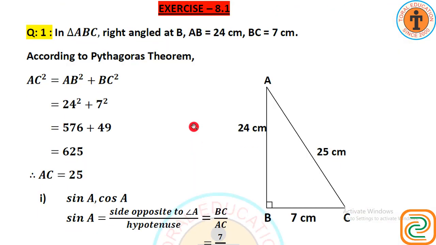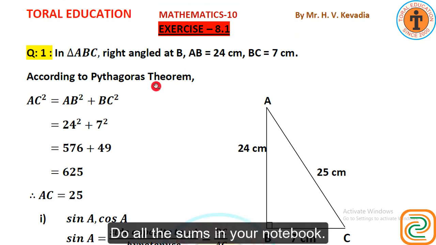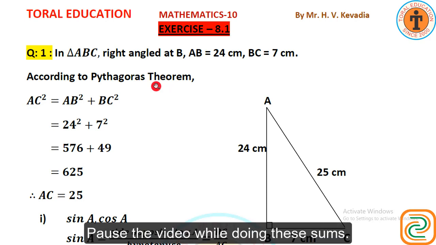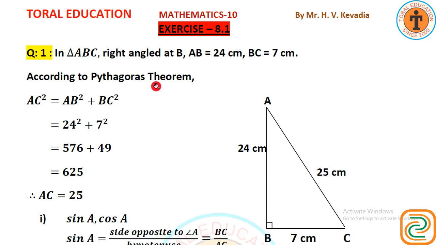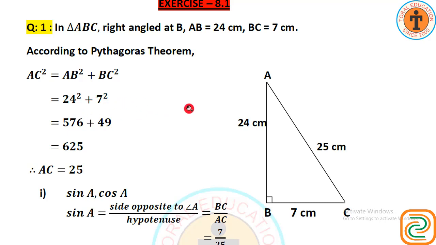Look at exercise 8.1. In triangle ABC, right angle at B, AB equals 24, BC equals 7. Then determine sin A, cos A, sin C, cos C. Yes, we have to determine these things. So first of all, we should have the hypotenuse. Therefore, according to Pythagoras theorem, B is the right angle, so AC is the hypotenuse.